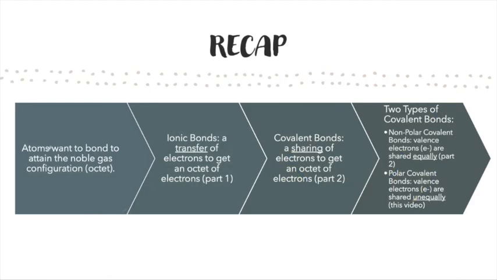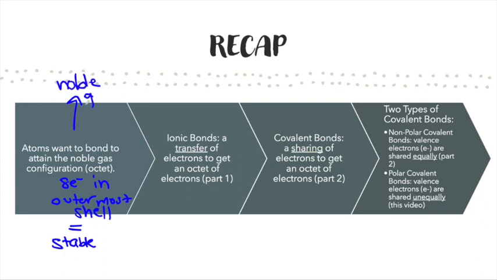Atoms want to bond to attain a noble gas configuration, that octet. This means that they want 8 electrons in their outermost shell. This means that they are stable, and this is also how our noble gases are. So they want to have a full octet of valence electrons in their outermost shell. That's why they bond. That's why they either give away electrons or get more electrons.